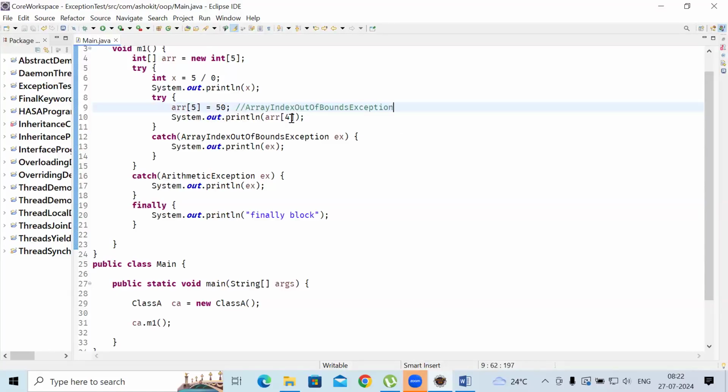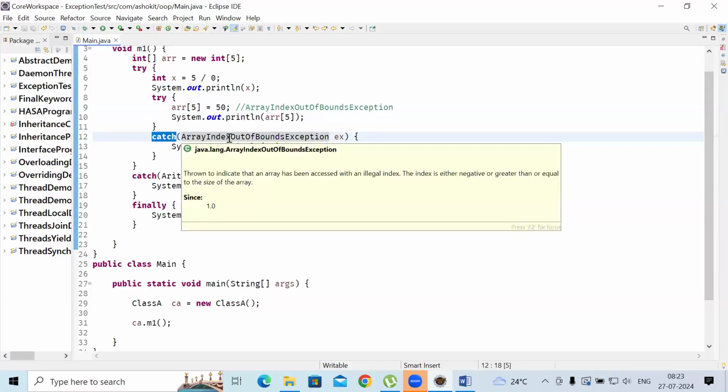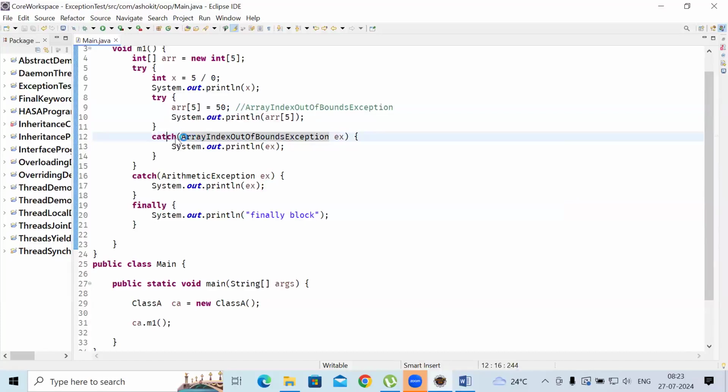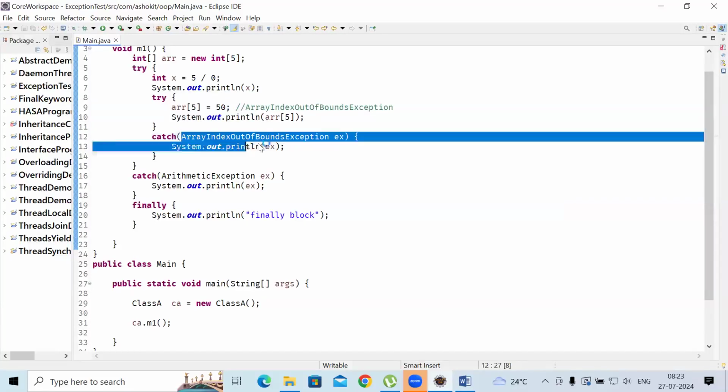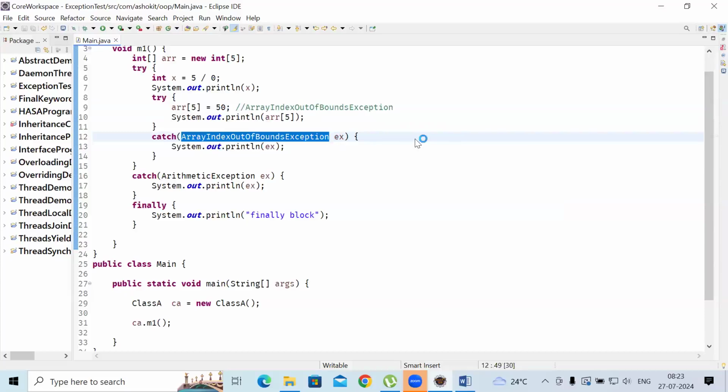Listen here, everybody. Array index out of bounds exception will occur, definitely. That we know. Now I want to tell you, please understand. Tell me, this catch block can handle which exception? Array index out of bounds exception. So it is matching now. If the exception occurs in the inner try block, then who is going to handle this exception? Inner catch block.